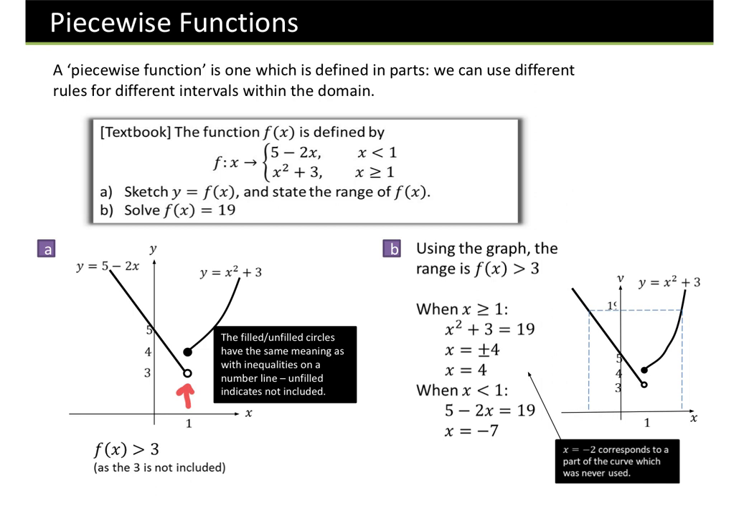And then, just like I was saying, there's 2 points of intersection, so you have to check when x squared plus 3 is equal to 19, and also when 5 minus 2x is equal to 19. And you get your 2 values. All right, I think that's most of the things for today.